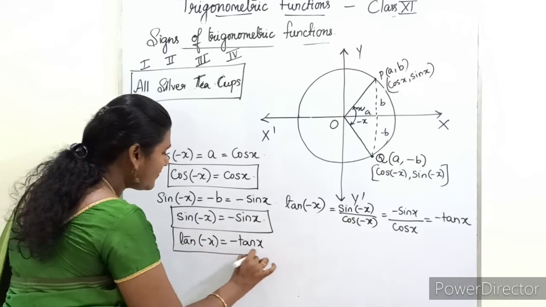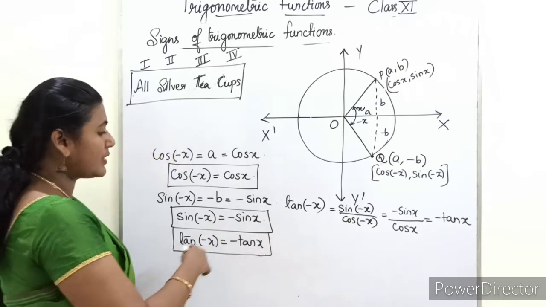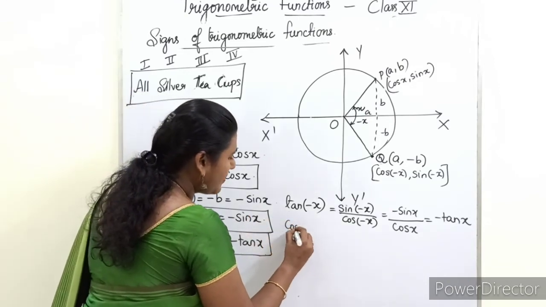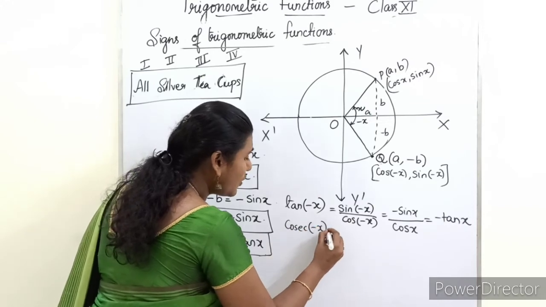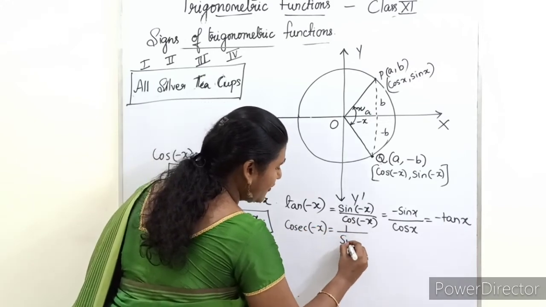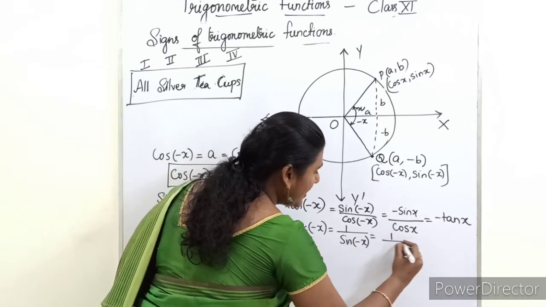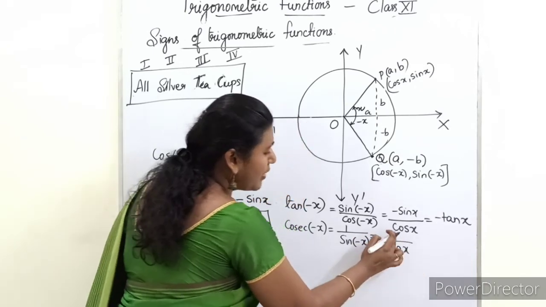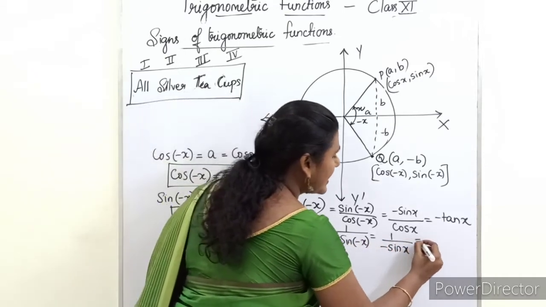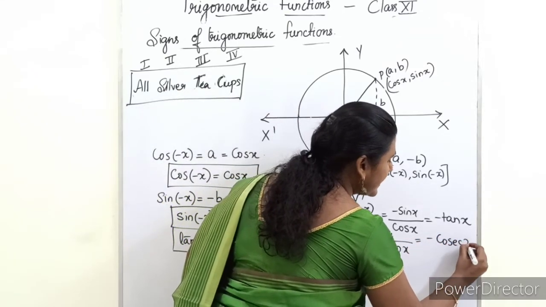Similarly, we can derive for the other ratios also. So cosec of minus x. What is cosec x? 1 by sin x. So cosec of minus x is 1 by sin of minus x, which is nothing but 1 by minus sin x. Since 1 by sin x is cosec x, we can write this as minus cosec x.